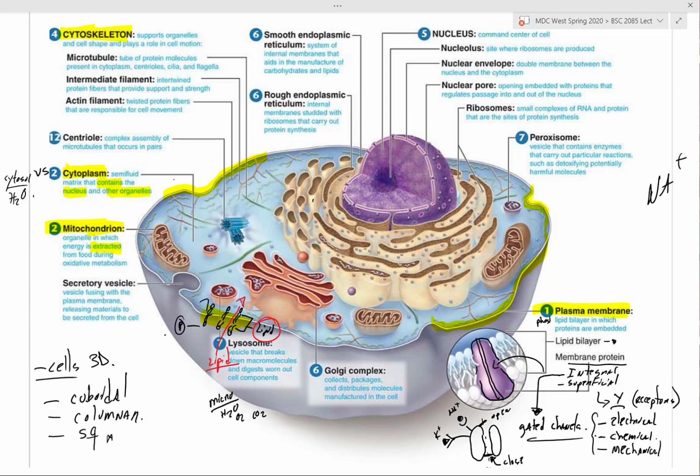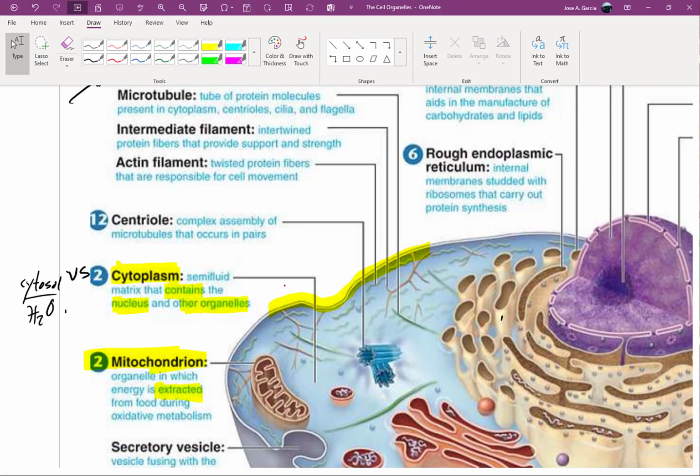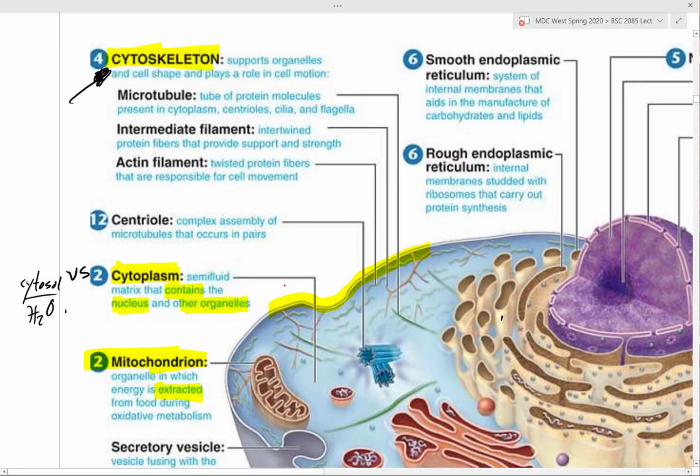What gives that cell shape? Well, that is your what? Cytoskeleton. So cytoskeleton is what gives the different types of shape. Now, what structures are part of this cytoskeleton? The main thing that it does, apart from giving the shape of the cell, you can see here, it also supports what? Organelles, and plays a role in cell motion, meaning cell division, cellular movement.